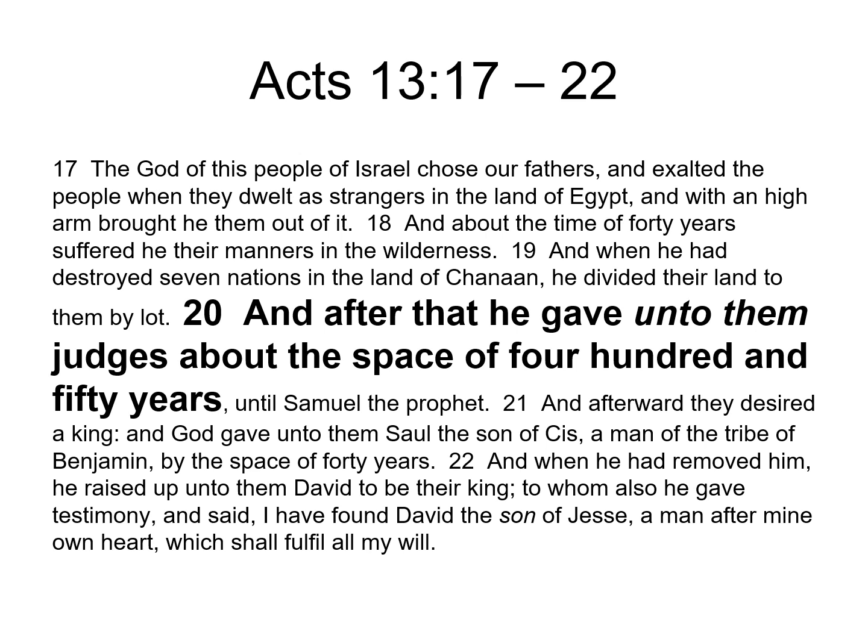So reading this passage, it says, "The God of this people of Israel chose our fathers and exalted the people when they dwelt as strangers in the land of Egypt, and with a high arm brought he them out of it. And about the time of 40 years suffered he their manners in the wilderness. And when he had destroyed 7 nations in the land of Canaan, he divided their land to them by lot. And after that he gave unto them judges about the space of 450 years, until Samuel the prophet.